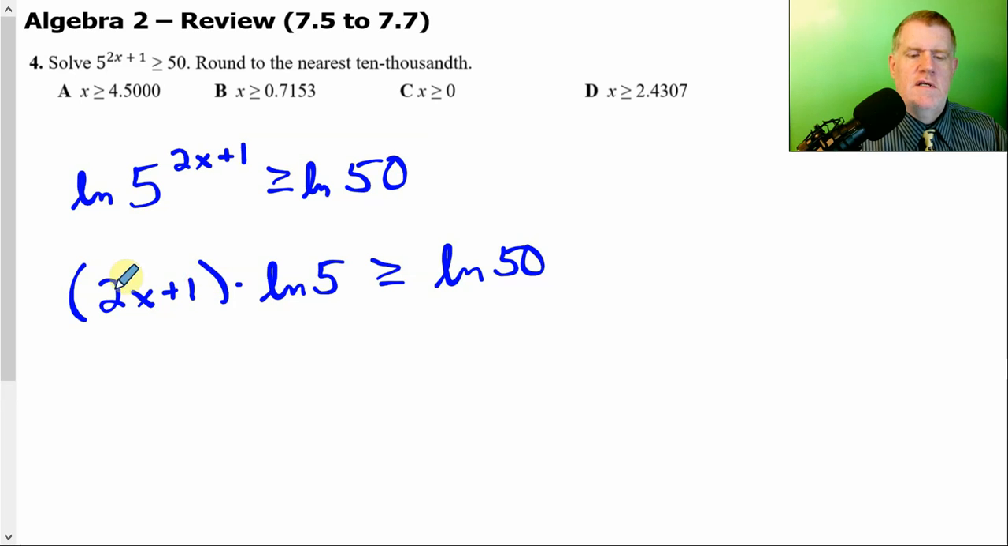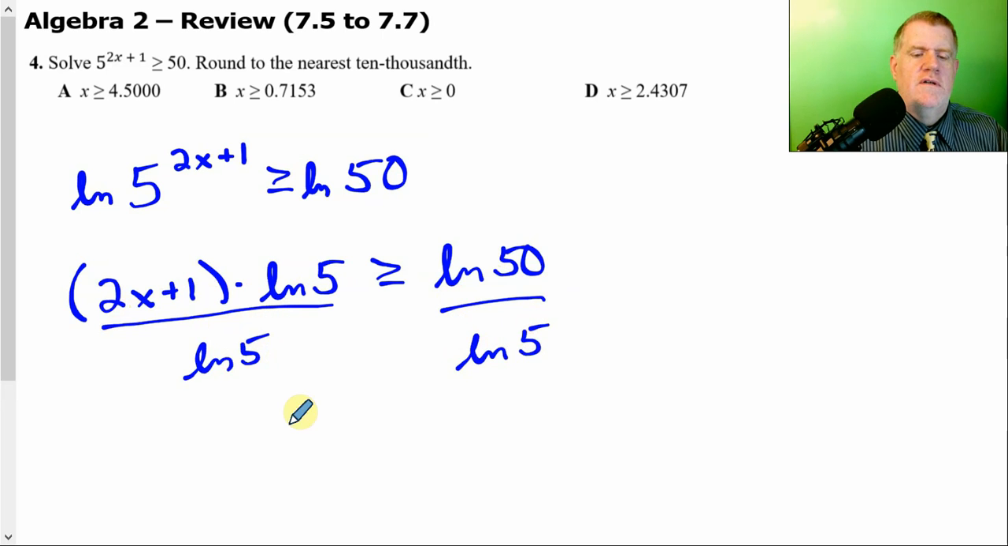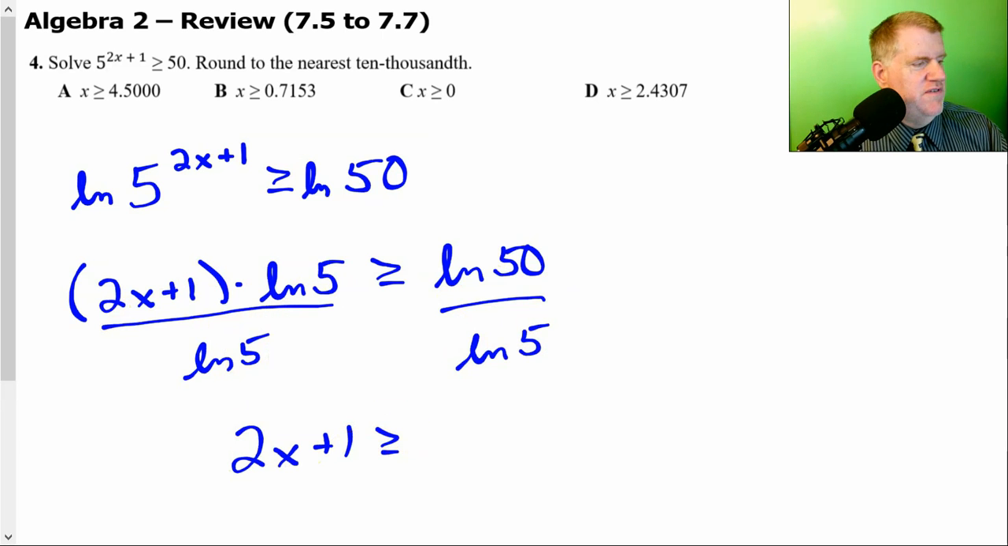All right, good. We got to isolate the x so we can get rid of this natural log of 5. So we're left with 2x plus 1. And here's where I'm going to do this. Right now, I'm just going to put natural log of 50 divided by natural log of 5 in the calculator. You know what I'm going to get? I'm going to get this answer.